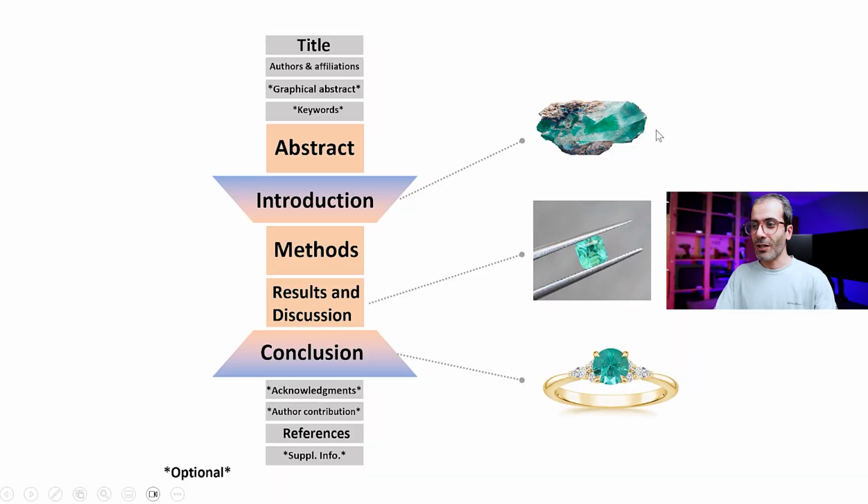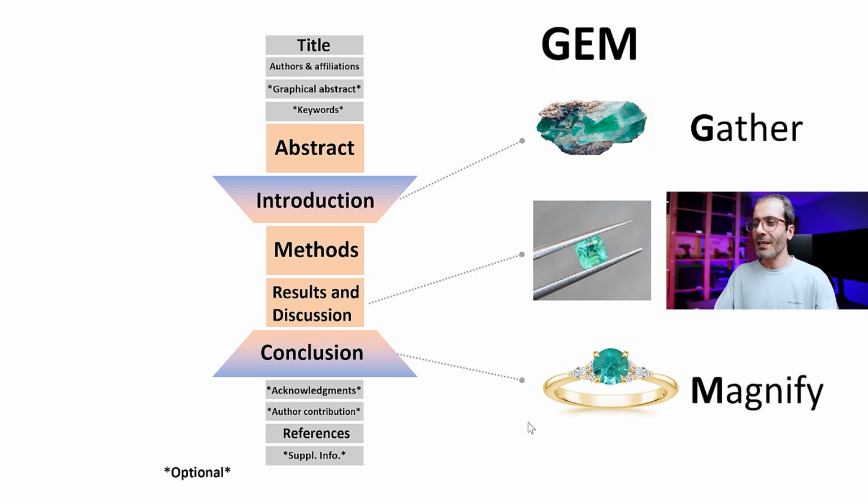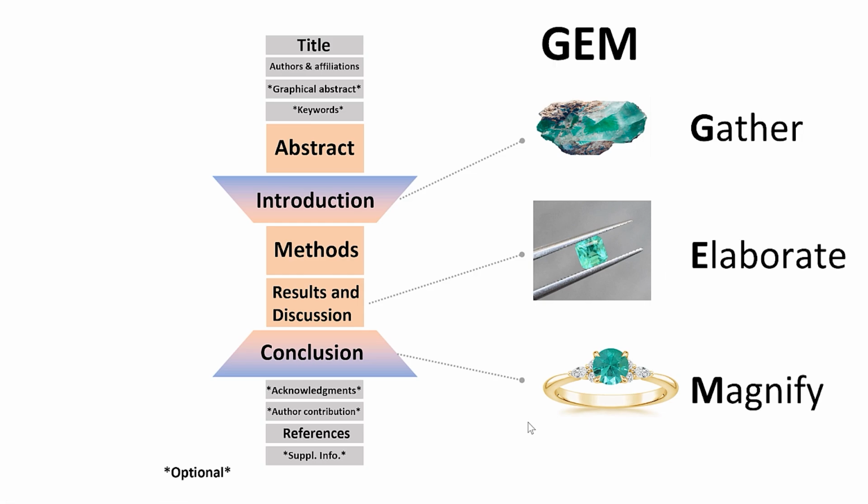And I have an analogy in mind when I write a research paper that I like to share with you here. Here you see there is a raw material, a raw emerald, and we basically turn it into a piece of jewelry through writing a research paper. You start from the introduction and then go all the way to the conclusion. I like to call this process GEM because it's easy to memorize it this way. You gather, you elaborate, and then you magnify. Let me go through this one by one.